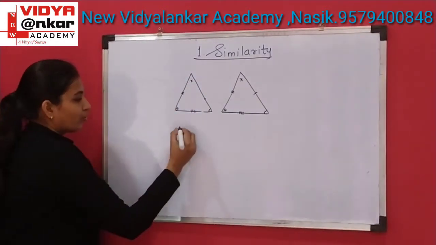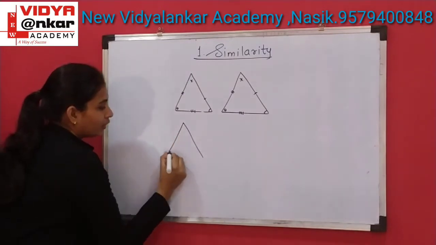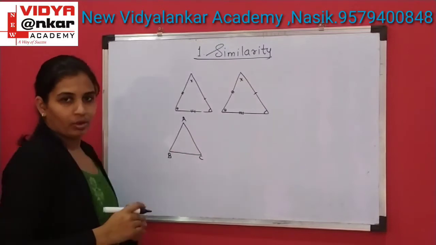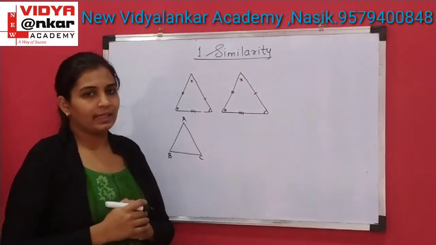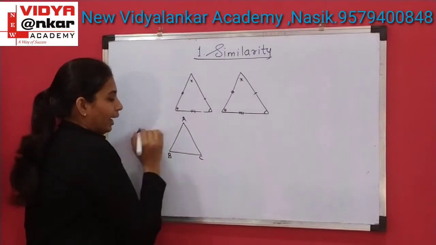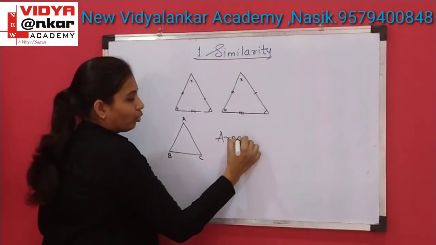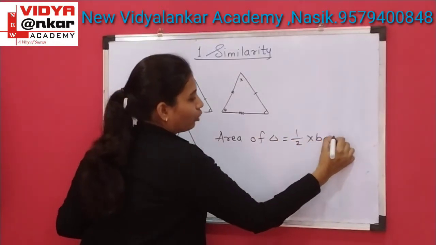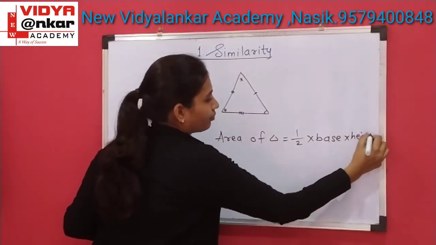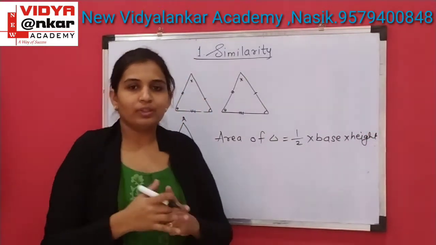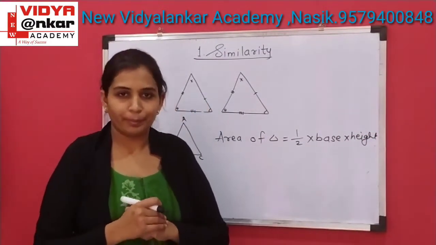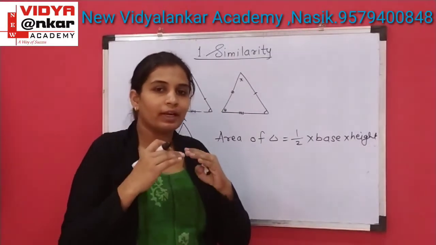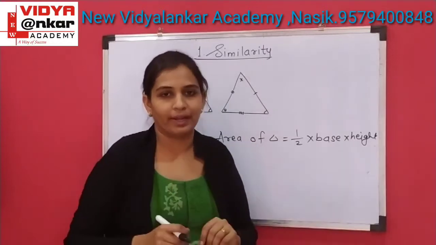Now first of all, a triangle has three vertices, like points A, B, C. A triangle has three sides and three angles. Now we know that the area of a triangle is equal to 1/2 into base into height. This is the formula for the area of a triangle. But in this lesson we have to study the ratio of areas of two triangles.